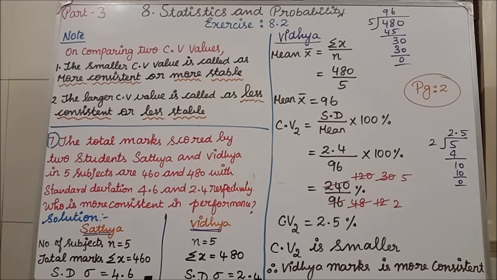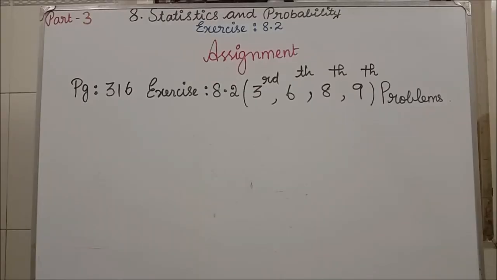The same model you are going to try for the 8th question homework. Clear? Students, this is part 3 assignment on page number 316, exercise 8.2, third problem, 6th, 8th and 9th problem we are going to do as homework. See students, the third problem: how we are going to do it, in exercise 8.2 I have done the second problem, isn't it? The same model you are going to try for the third problem. It is a very small problem. Similarly, for the 6th problem in exercise 8.2, the way I have done the 5th problem, the same model, everything is the same. We are going to try the 6th question. Clear all of you?